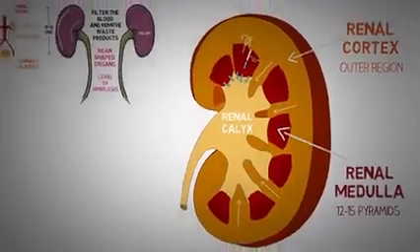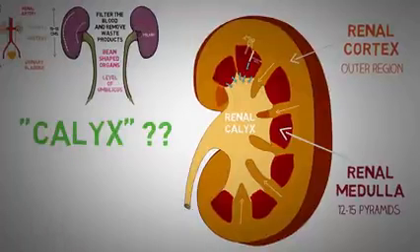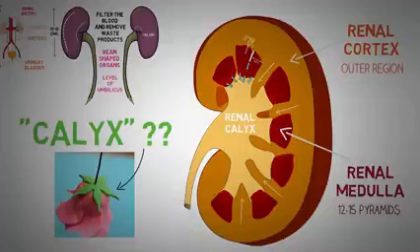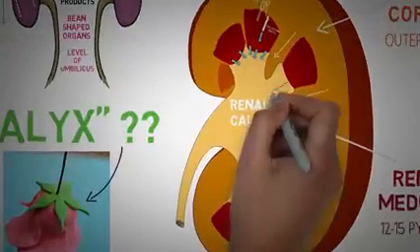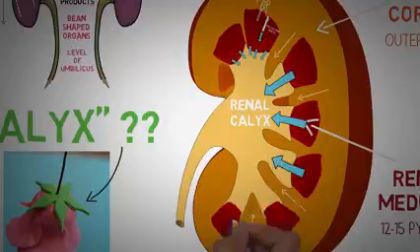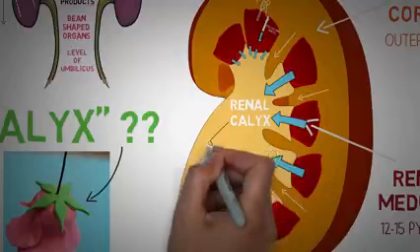Well, if you remember, calyx is actually a part of a flower. This is known as the calyx of a flower. If you look at the shape of a calyx of a flower, you can see why this part of the kidney is known as the renal calyx. The renal calyx receives the urine from each of the renal medullary pyramids and ultimately drains all of this urine into the ureter.